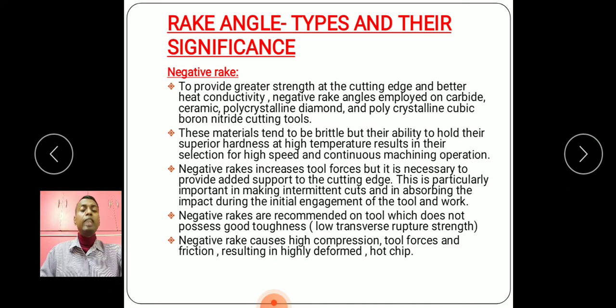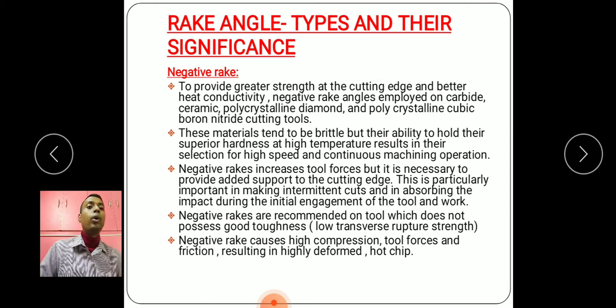Negative rake provides greater strength. That's for very hard or brittle material, or when an excessive amount of force is required; negative rake is required at that time. Okay, such materials tend to be brittle, but their ability to hold their superior hardness at high temperature results in their selection for high speed and continuous machining operation.